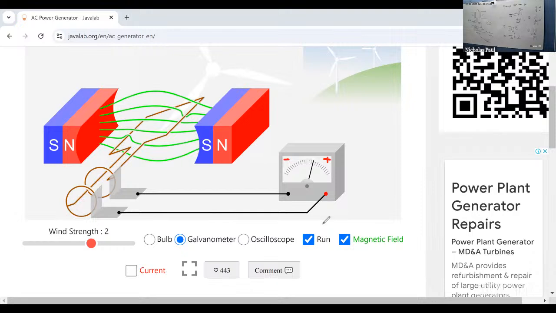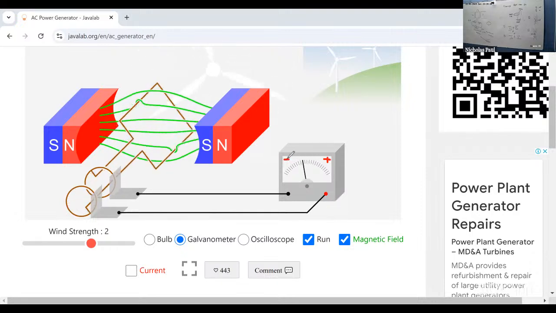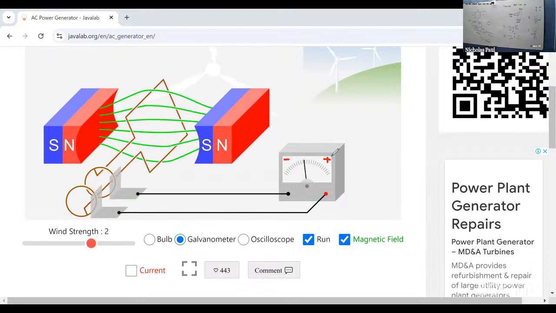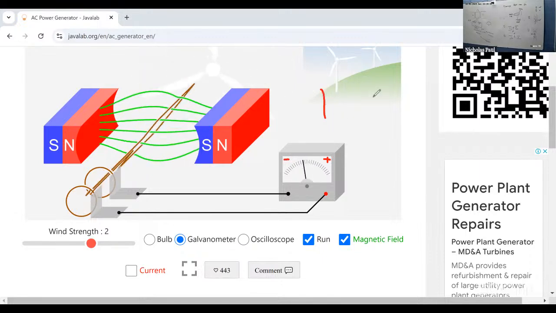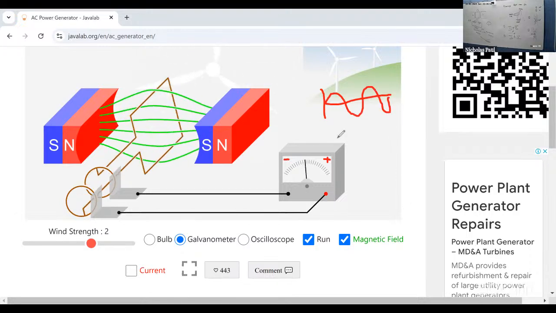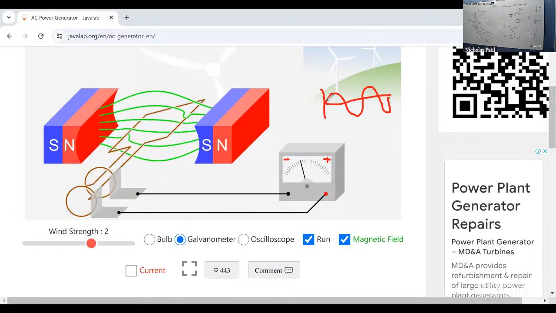Perfect, yeah? So at one point the galvanometer is telling you negative, next positive. Negative, positive. You're seeing that? So current is being supplied, but at one point it's negative and at the next point it's positive. Can anybody tell me what type of current that is? Very good, alternating. So that generator is producing alternating current.